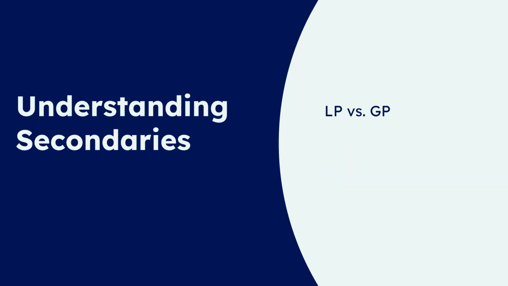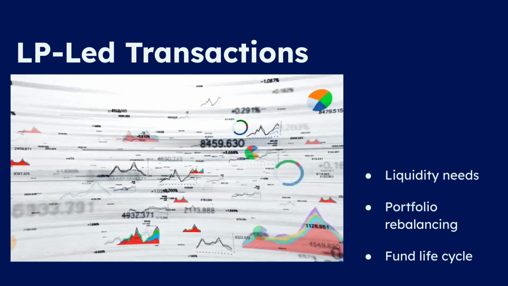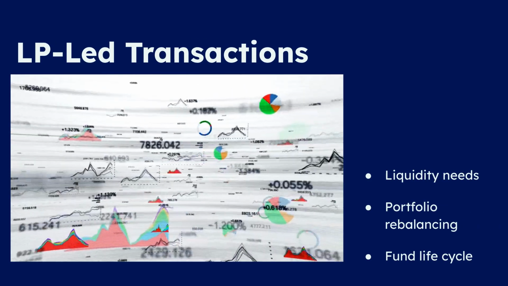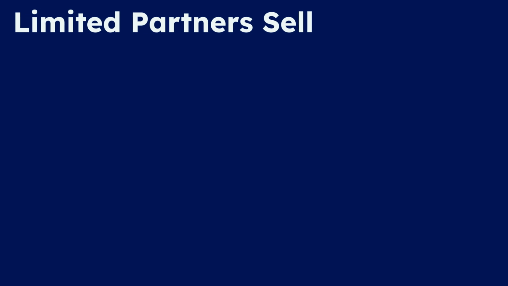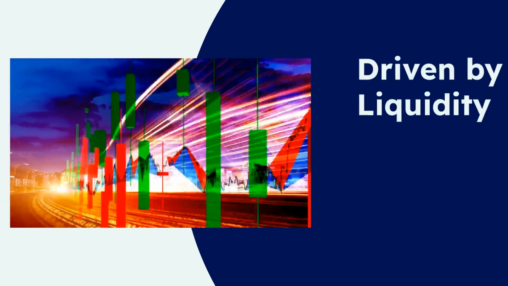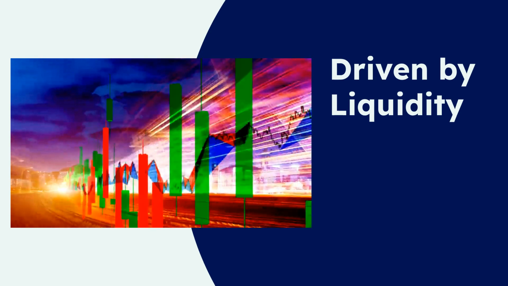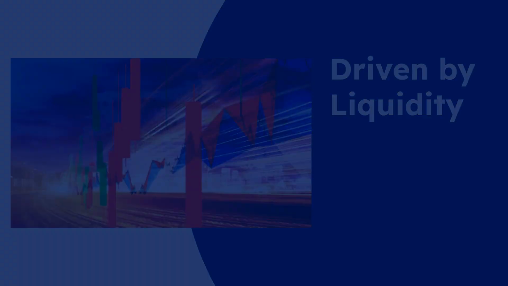Now, let's differentiate between LP-led and GP-led transactions. LP-led transactions are driven by limited partners looking for liquidity or to rebalance their portfolios. Limited partners, like pension funds, endowments, and family offices, sell their fund commitments. These sales are primarily driven by liquidity needs, portfolio rebalancing, or considerations related to the fund's life cycle.